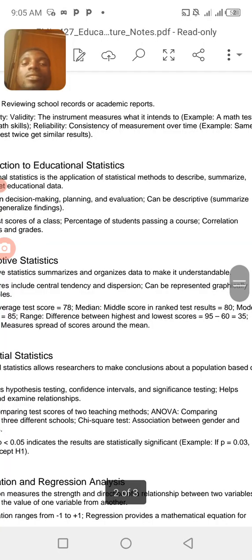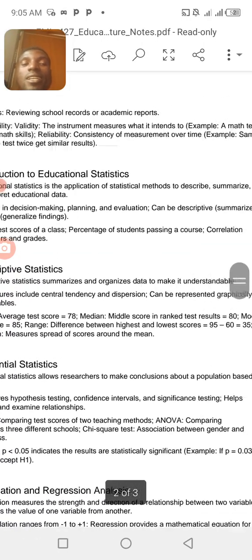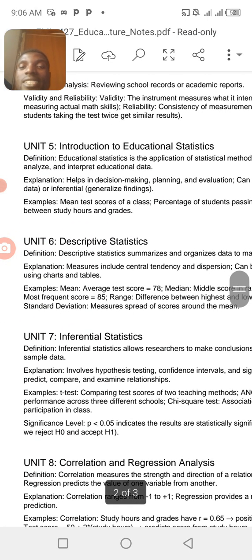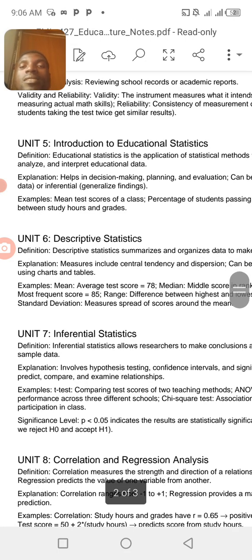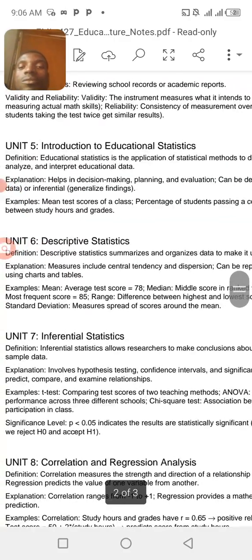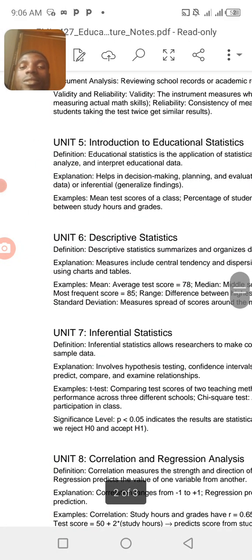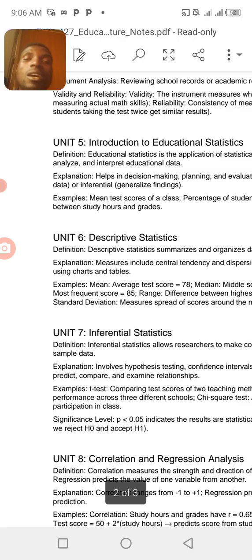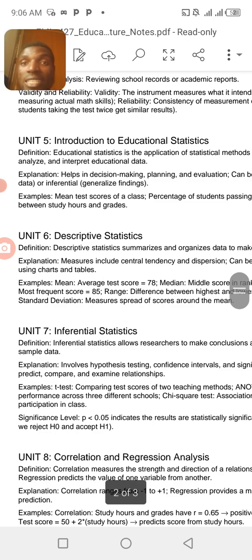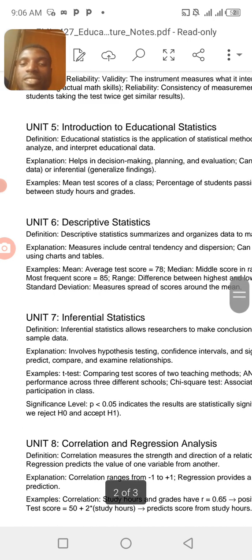So it can be descriptive. Remember, we say summarize that. You summarize the data through descriptive or inferential, to generalize the findings. Can you see? For example, the mean test score of a class, the percentage of students passing a course. That means you are just looking at the correlation between study hours and grades. Can you see? We know your students that study for a particular hour, and we group them into their own class, and group other people into another class. Then we are going to use correlation to determine their study hours and the grades they obtain. Can you see? Very simple as that.